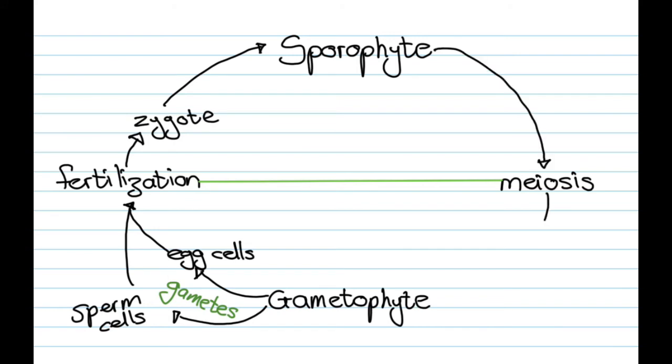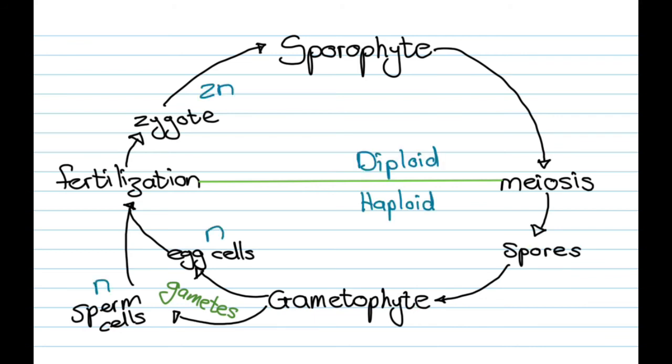Now, the sporophyte is going to produce spores through the process of meiosis, and those spores will then grow into the gametophyte. Egg cells are haploid, sperm cells are haploid, and when you put the two of them together, you will get a diploid zygote, which will make the sporophyte the diploid generation and the gametophyte the haploid generation.